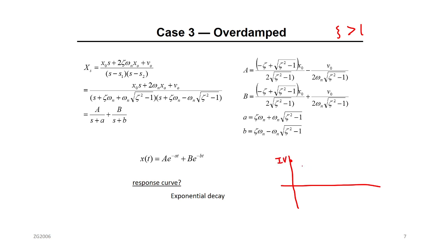This is my initial value. That means the response will be slower or faster? It will be much slower. Not just one decaying exponential, but two decaying exponentials, so it will be much slower. See? Okay, slow. This is the time. This is x of t.